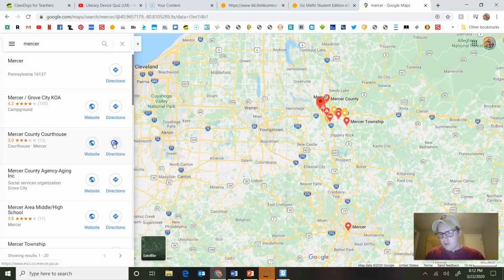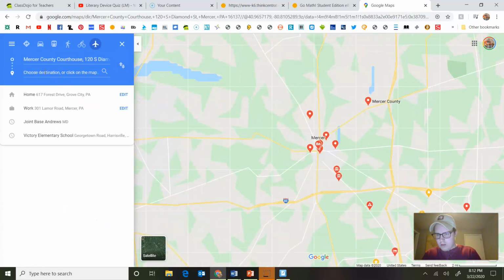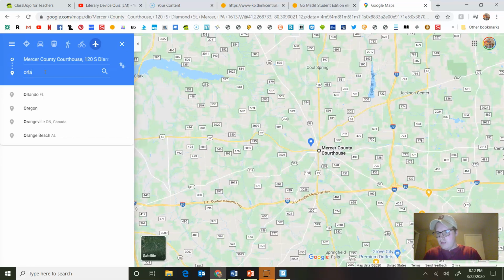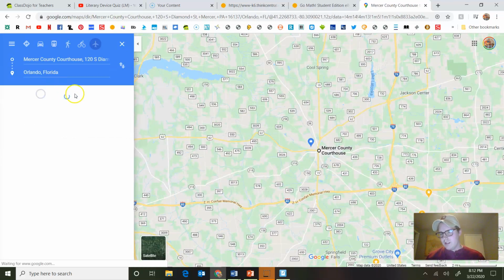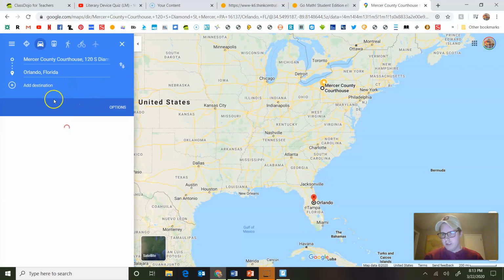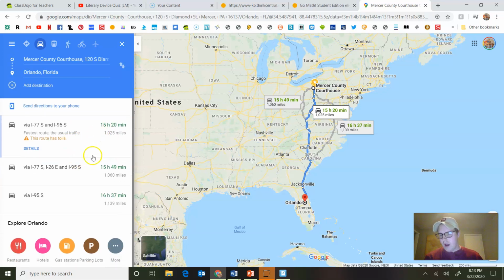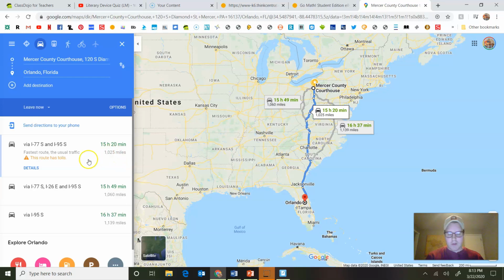Let's just do the Mercer Courthouse to Orlando, Florida. Let's see if that's 1,000 miles. I want to see driving directions, silly. Yes, oh my gosh. I am a genius, not to toot my own horn. 1,025 miles, okay? That is pretty darn close to 1,000. What a good guess off the top of my head.